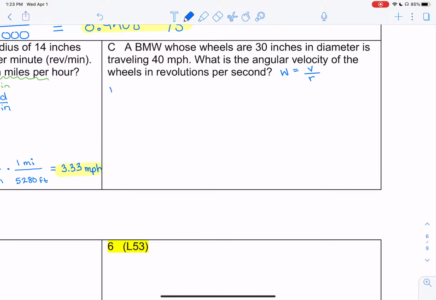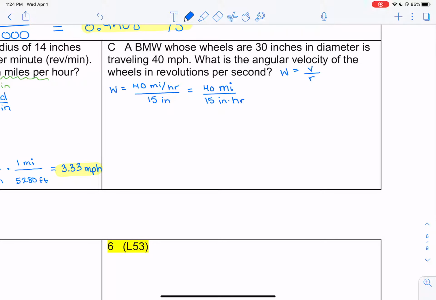Okay, so pulling from the question, the velocity that is provided is 40 miles per hour. And then the radius, don't be tricked by it. It's not 30, it's actually 15 inches because it was given to us as a diameter. Okay, and then if I rewrite this cleaned up a little bit, I have 40 miles over 15 inches times hours.